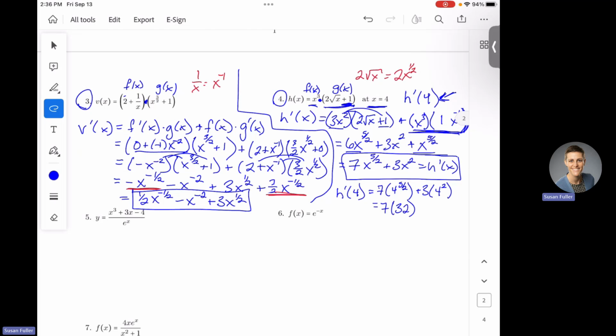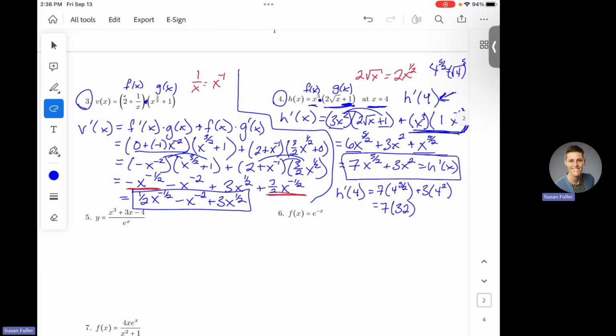And again, 4 to the 5 halves, this is the square root of 4. You can either put that 5 inside with the 4. I'm going to put it on the outside so that my brain can do this in my head. The square root of 4 is 2. 2 to the 5th power is 32. I can do it in my head that way.